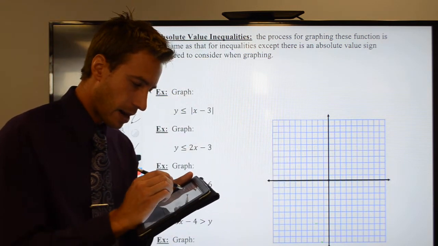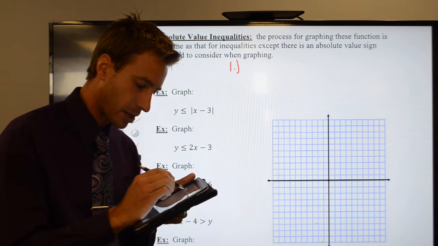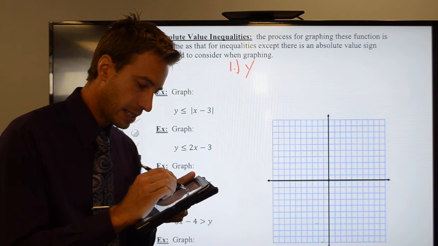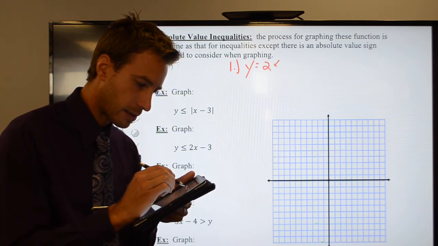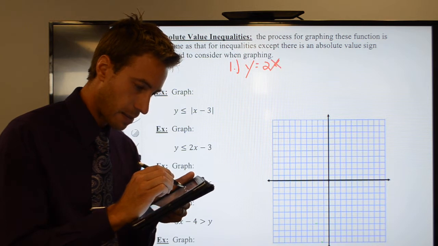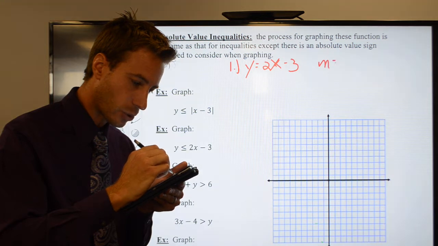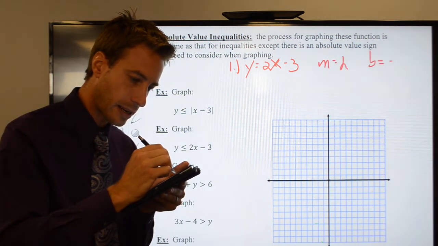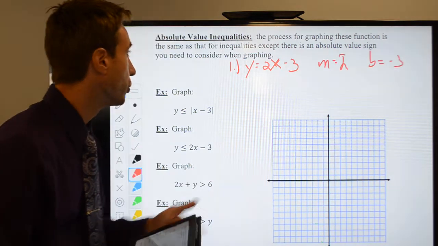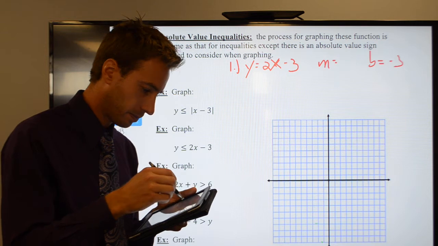Easy peasy. Using my slope and my y-intercept, I'm going to graph y is equal to 2x minus 3, where m is equal to a positive 2 and b is equal to a negative 3. Right? 2 is my slope, b is my negative 3.